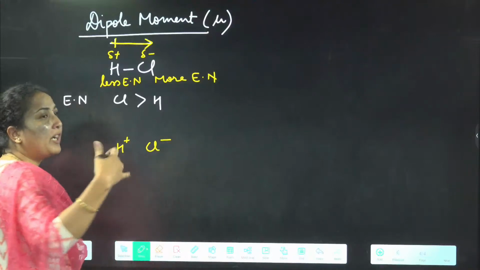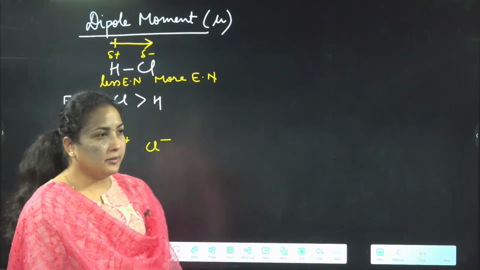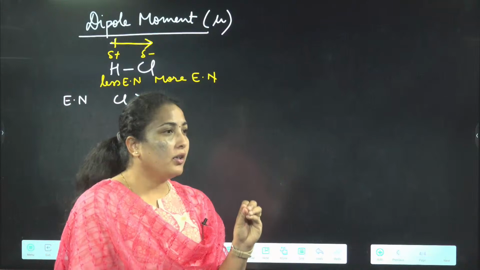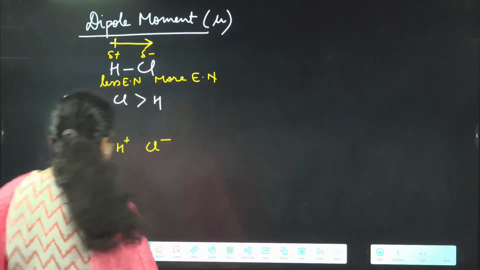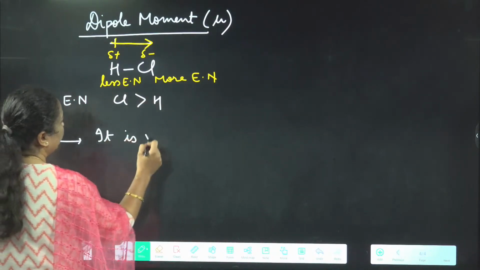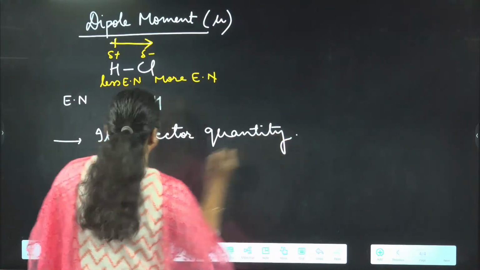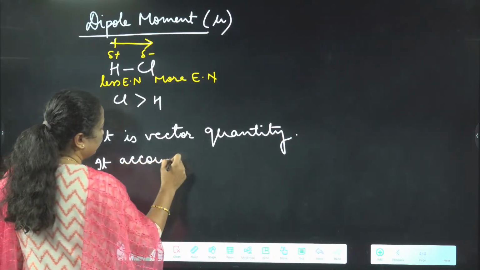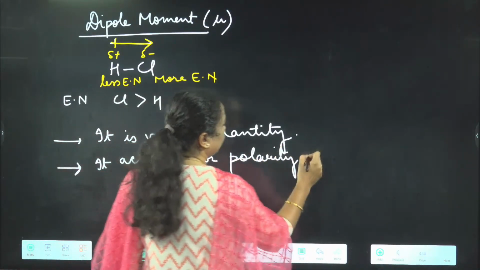So basically, what do we understand by this dipole moment? First of all, it has a particular direction. That means it is a vector quantity. And the other thing is that it is going to account for the polarity which is present in a particular bond. Are we getting this? So we'll write down one statement here. It is a vector quantity. It means it is dipole moment we are talking about. It accounts for polarity of bonds.